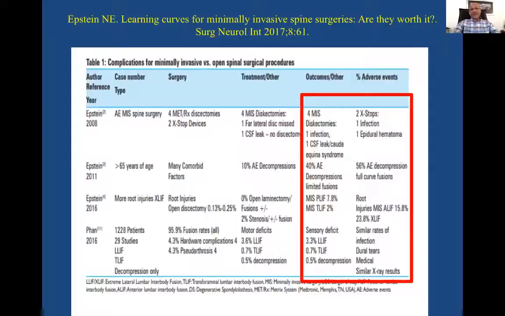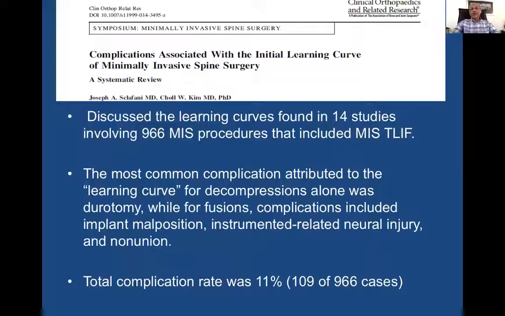This has been discussed many a time, and if you look at this, this is the Nancy Epstein study, where only four patients are included, and later on they had a study with 200 cases showing much better results. So complications associated with the initial learning curve of MIS, this is a study way back in the 2000s, showed the total complication rate was 11%. The most common complication attributed to MIS was durotomy, while for fusions, complications included implant malposition, instrument-related neural injuries, and non-union.